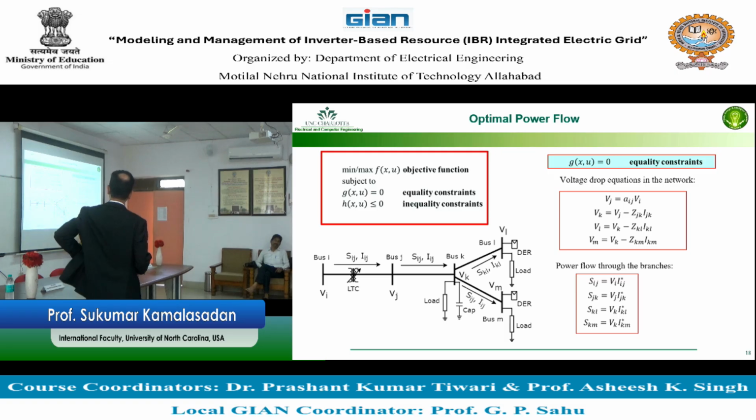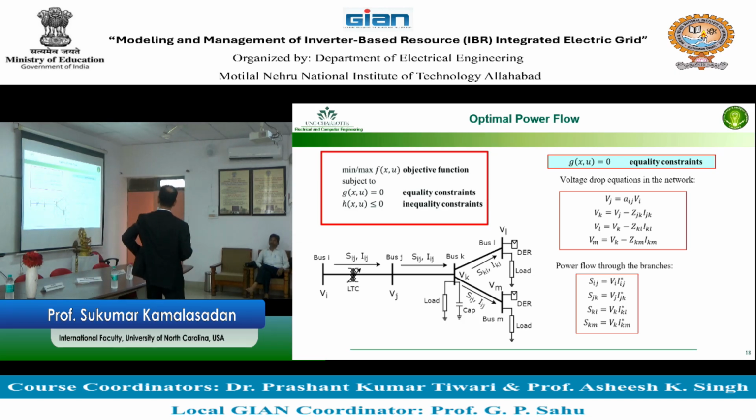So now we talk about, so we learned the objective function. We also learned some of the constraints. Now, some of the decision variables. Now we talk about the constraints. There are two types of constraints. One is the equality constraint. Examples of equality constraints: the voltage drop equation is an equality constraint.